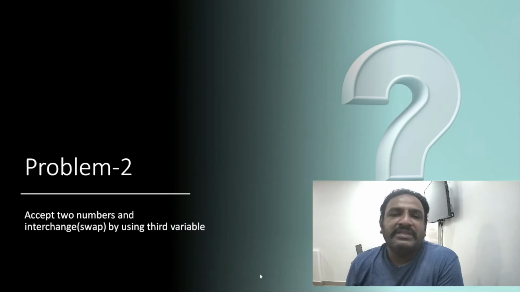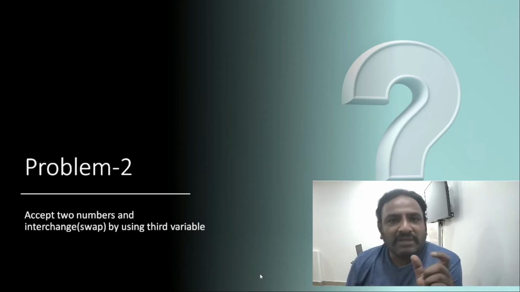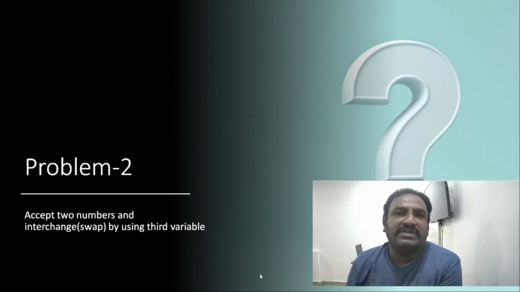Here, in the problem definition itself, it clearly says to accept two numbers and interchange by using a third variable. Definitely, this program requires three variables. Out of three, the next step is to think about how many are accepted. That is also mentioned in the problem definition: accept two numbers. That means out of three, only two are accepted. But all three variables are used in the process.